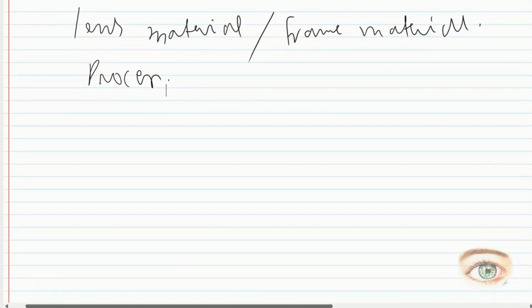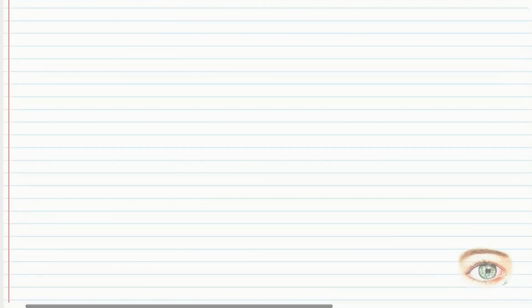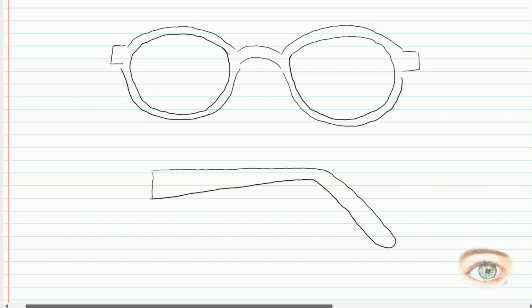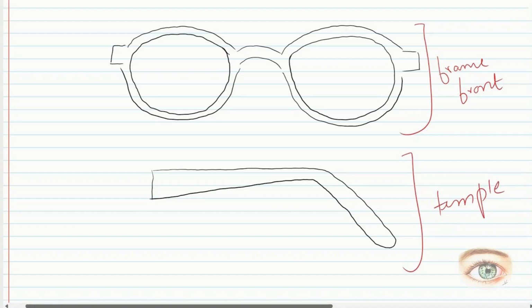Now let's talk about the parts of a spectacle frame. A spectacle frame consists of two major compartments. The first one is frame front, and the second is temple. The frame front is the part which holds the lenses holding the ophthalmic prescription, and the temple is the part which keeps the frame front in front of the eyes. Now, let's talk about different parts of the frame front.